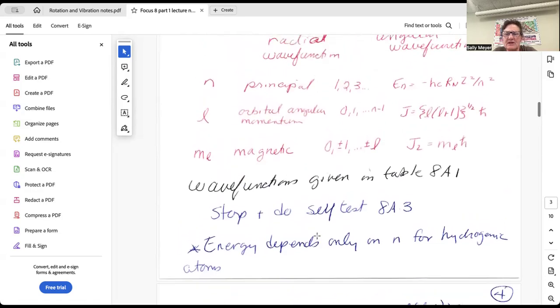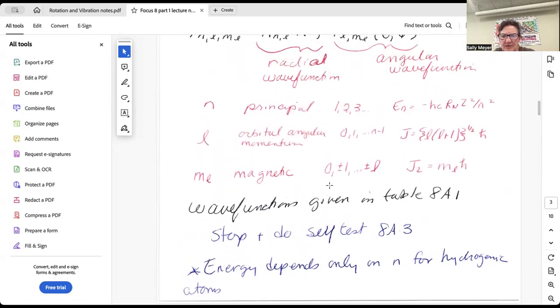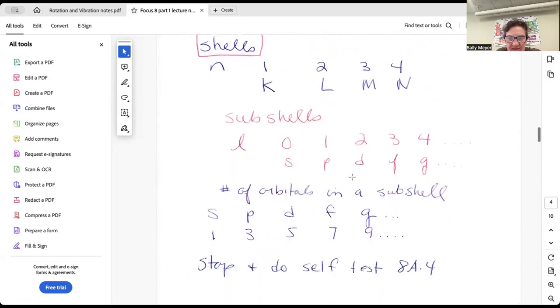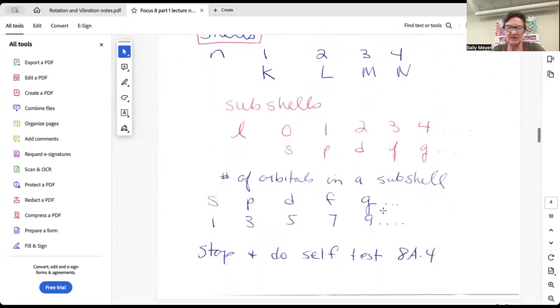oh, I guess right here we've done it completely enough to know that. So we know that if L equals 2, we have the D-shaped orbitals, then M sub L can be 0, plus or minus 1, and plus or minus 2. So you're going to have 2 times L plus 1 number of orbitals. So that's what this is showing you, the number of orbitals in the subshell based on the value of L.